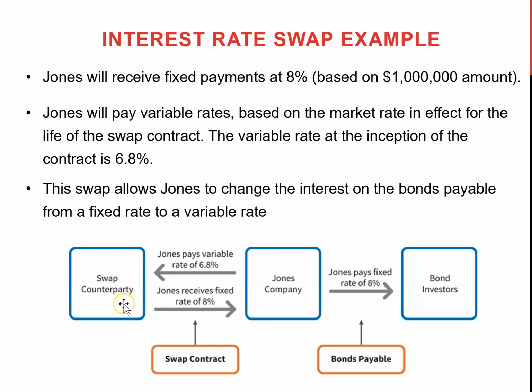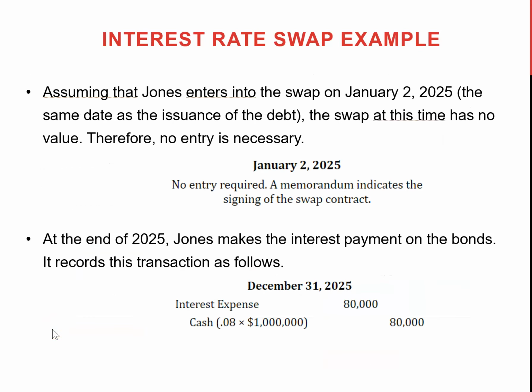So ultimately, what Jones is receiving, which is the fixed rate, Jones is also paying to the bondholders. So it's the same thing he is receiving and paying. On the other hand, Jones is paying the swap counterparty a variable rate. So now through this swap contract, Jones is ultimately converting this bond interest payment into a variable rate. So this is how a swap allows Jones to exchange the interest rate from fixed to variable. Now we will see how Jones will record those.